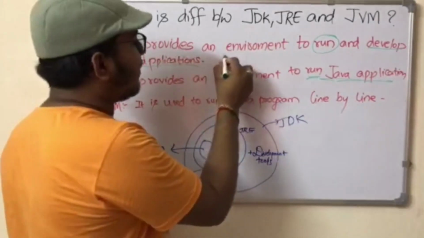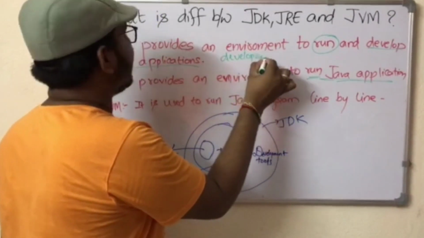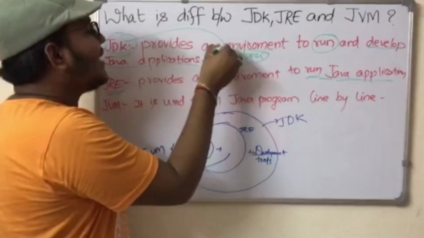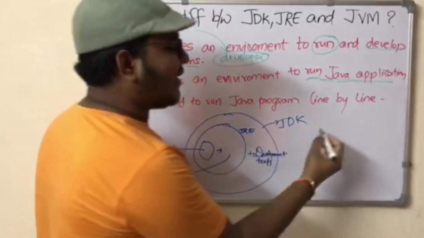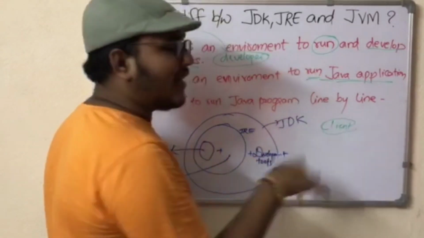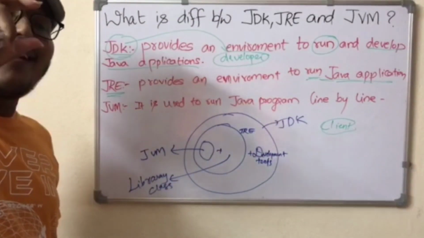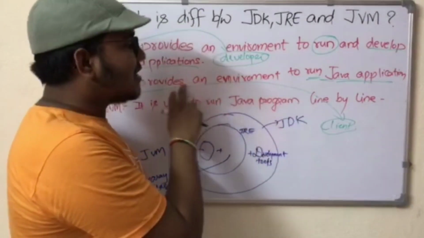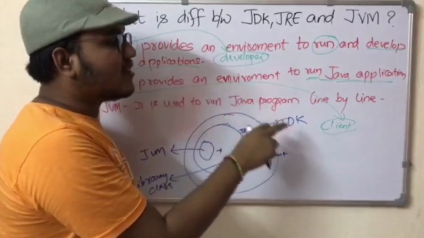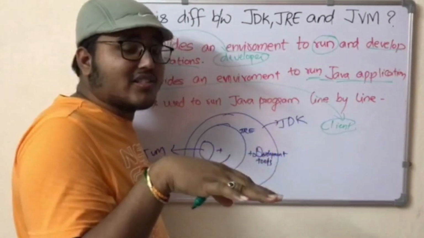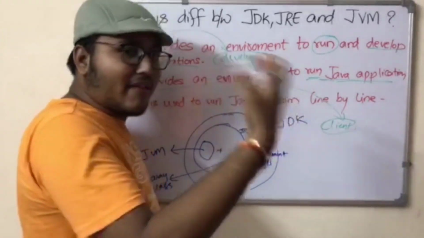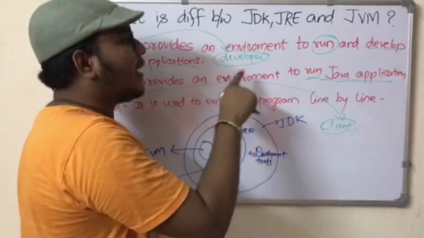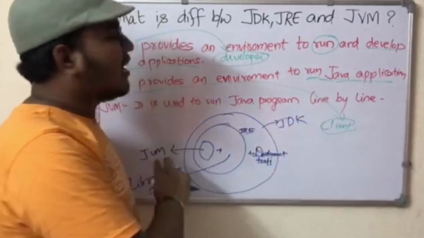Let's say if you are a developer, you need to use the JDK because you are developing Java applications, right? You should install JDK in your system. However, if you are a client, the client doesn't want JDK because he just wants to run the application. So he just wants to install JRE instead of JDK because he is not developing any Java application. Instead, he is running the Java application. So a client requires JRE, whereas a developer requires JDK because he wants to run and develop the Java application.